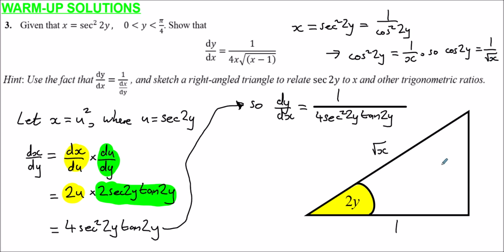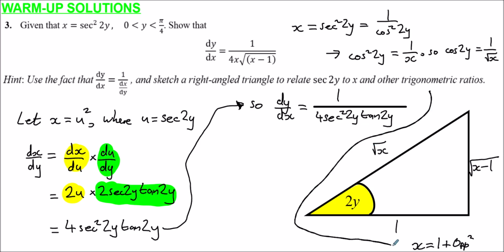So using Pythagoras now, we can think about an expression in terms of x for this opposite side. And so, of course, root x all squared, which is going to be x, must be 1 squared, which is 1, plus this opposite side, if I just call that the opposite, squared, of course. So therefore, the opposite side will be x minus 1, all square rooted. So if I just sort of bubble this triangle off here, we can now consider a few things from this sketch.